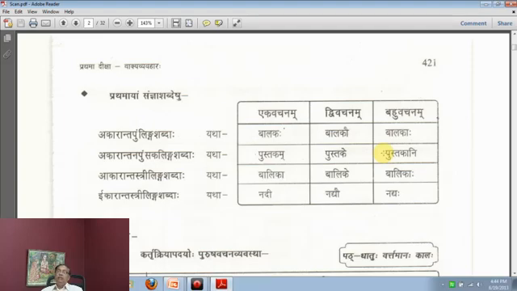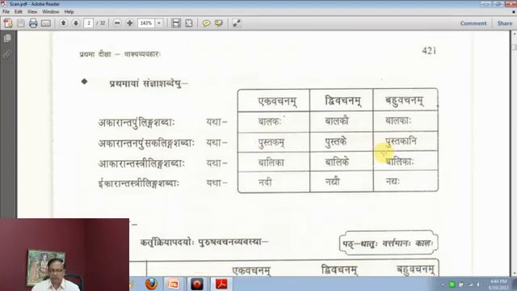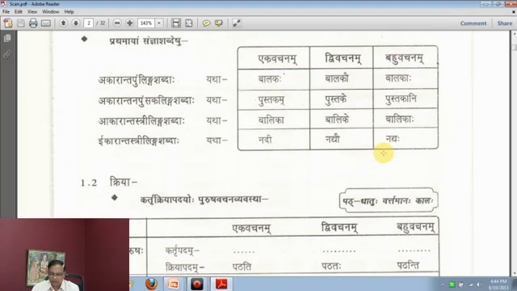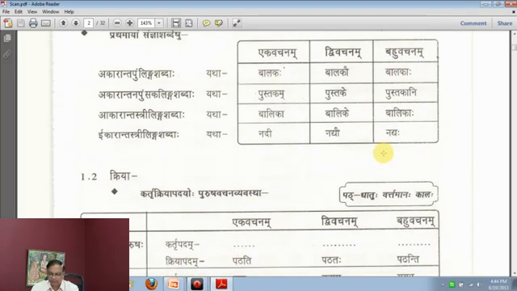Similarly, we studied Ikaranta Strilinga Shabda Nadi. Nadi is given. Nadi only should be learnt as a model noun. Nadi, Nadyau, Nadyaha in Prathama, and it goes on in Dvitiya, Tritiya, Chaturthi, etc. So these nouns were studied: four nouns, Akaranta 2, Akaranta 1, Ikaranta 1.